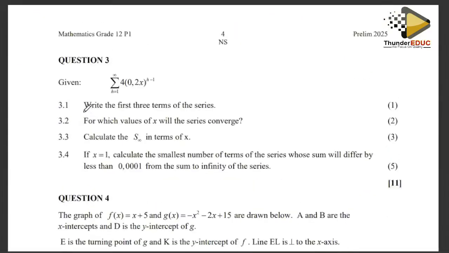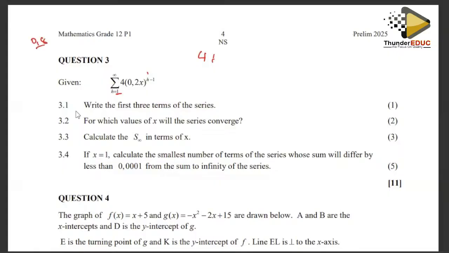Question number 3, we have sum to infinity, h is 1 to infinity, we have this. Write the first 3 terms of the series, so just substitute. Okay, start with h being 1. So that's going to be 0.2 to the power 0, meaning that my first term is 4. Then if h is 2, I'm going to have 4 multiplied by 0.2x.